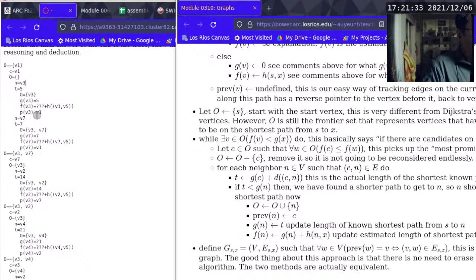P is prev, yes. So P is basically prev, and prev is helpful, but it's not going to be nearly as helpful. It has to be here because it is part of the algorithm, but it doesn't really help you determine the heuristic values, which is the super mysterious part: how do we figure out the H values?